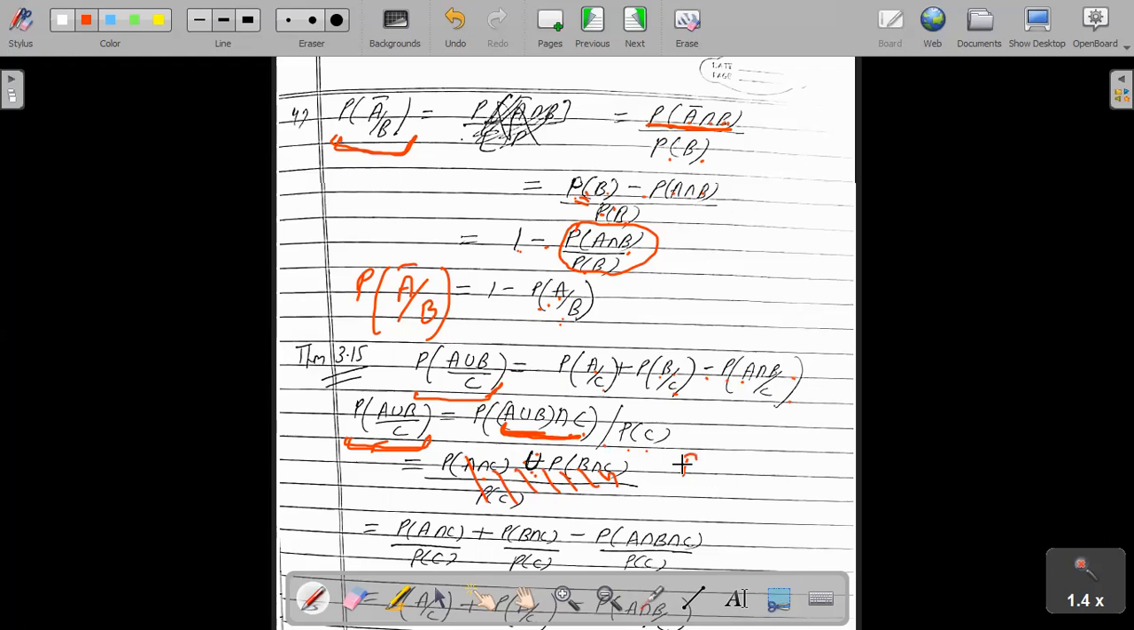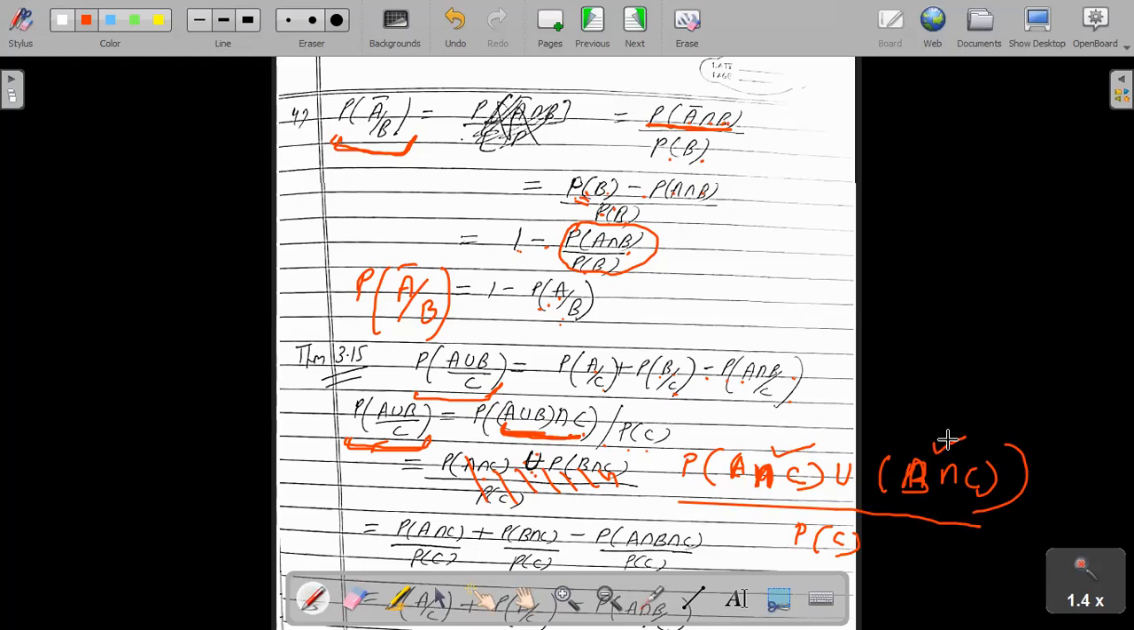This will be probability of (A ∩ C) union (B ∩ C) over probability of C. So this is probability of (A ∩ C) ∪ (B ∩ C). The probability is outside, not separately for both. Now if you see, this is the probability of one set union another set. One set is A intersection C, another set is B intersection C.